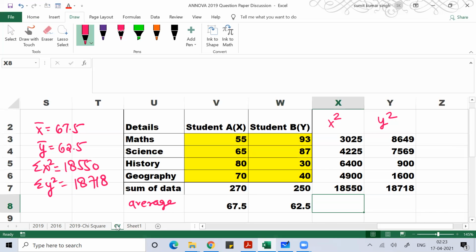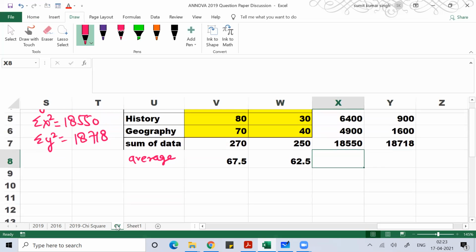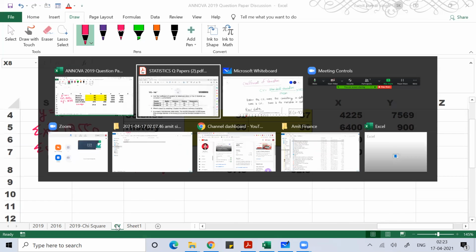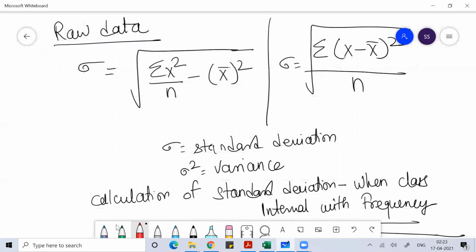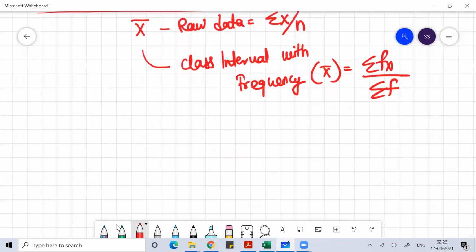Sum of y square is 18718. Now I want their average. So I got A and B. So I want the standard deviation. For standard deviation, what is the formula? If you want a formula for standard deviation, you need x square, you know n, you need mean, you have everything.